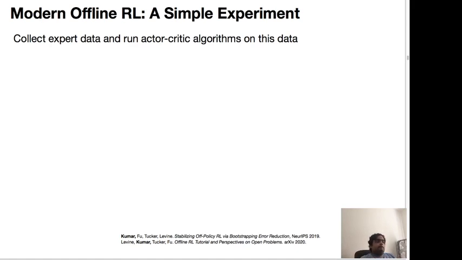And what we'll try to do now is run actor-critic methods, which is sort of reminiscent of the standard or classic FQI or LSTD style methods that we looked at, on this data. And we'll look at how these methods perform in this setup.